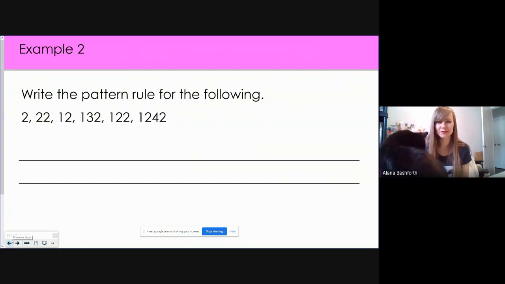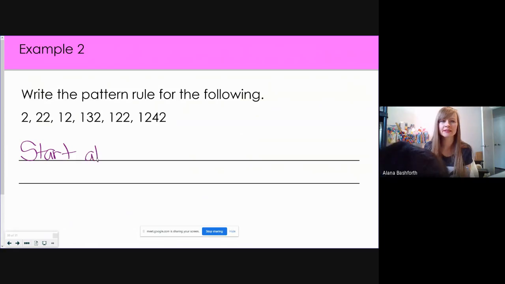Okay, our next one is going to be a little bit harder, it seems like, but don't worry, I'll help you with the answers. We are going to write the pattern rule for the following: 2, 22, 12, 132, 122, and 1,242. And it seems like, whoa, how could that jump that high? So we are going to start with our beginning. Start at 2.